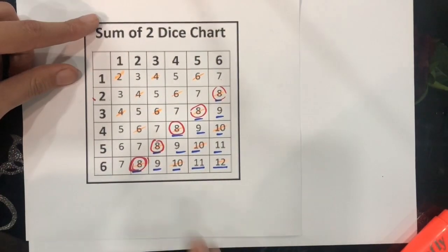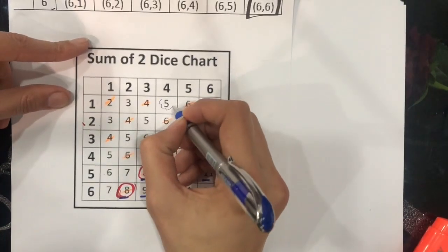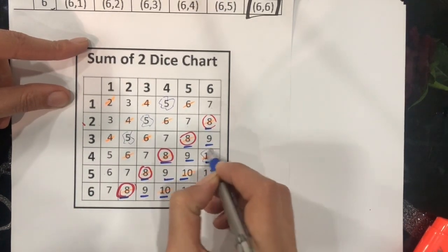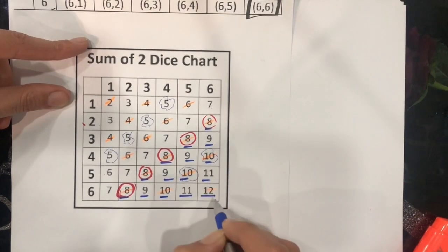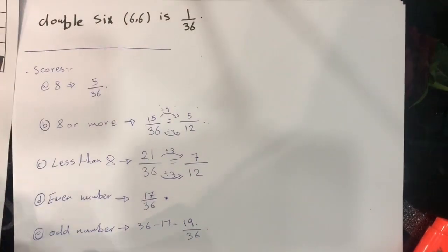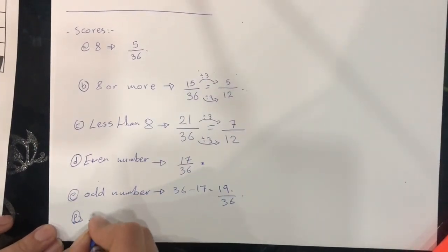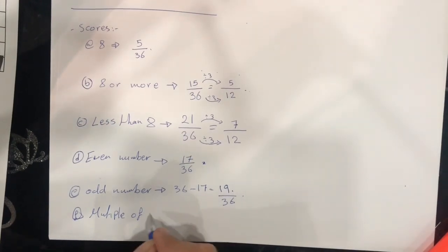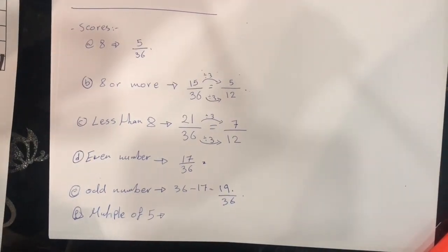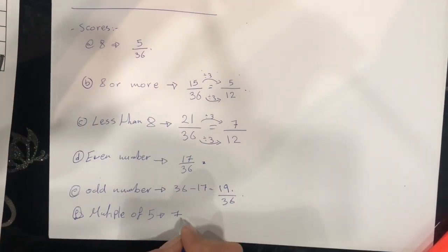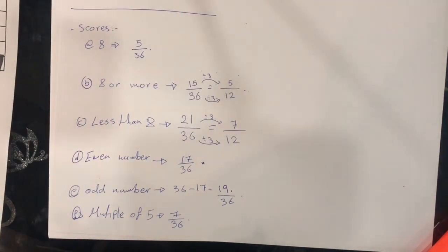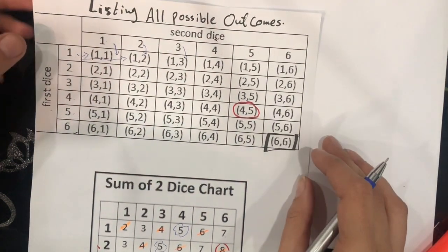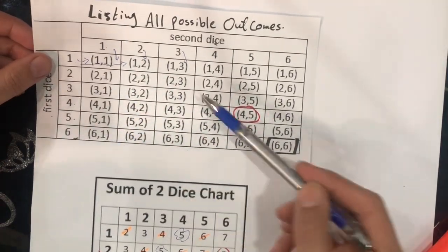What is the probability of getting a multiple of 5? 1, 2, 3, 4, 5, 6, 7. The probability of getting a multiple of 5 is 7 out of 36. And there you have it. First, you need to construct the table. That is the most important. And then you can answer all the questions after you found all the possible outcomes.